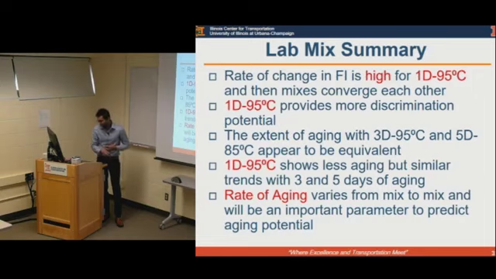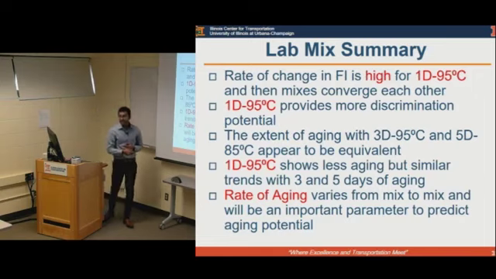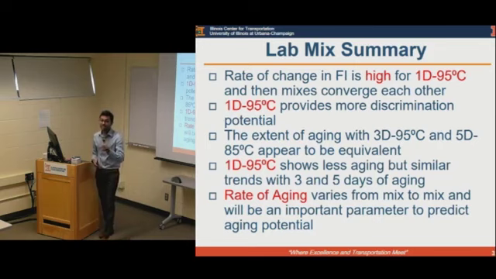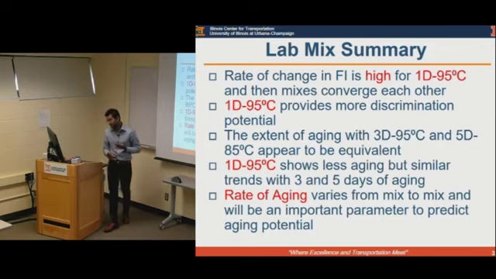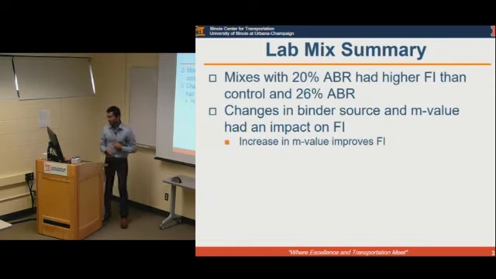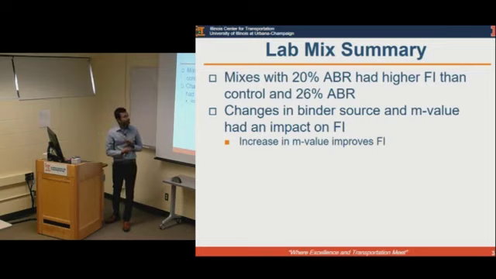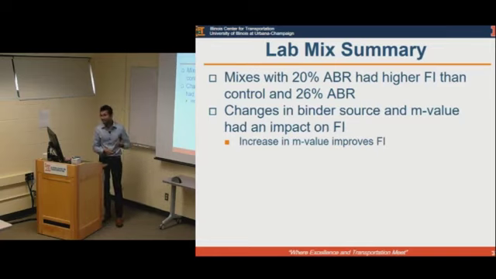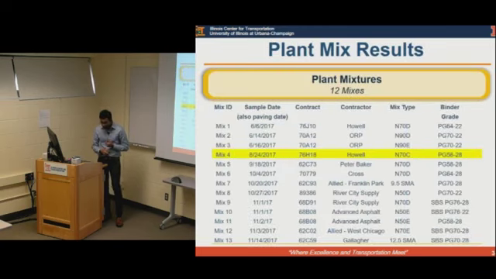And aging rate plays an important role apart from just the final value of the flexibility index. So this needs to be taken care of in the protocol which will be designed. Other observations were that the ABR effect was observed, and the impact of FI due to binder source, using the M value as a parameter, was evident in this study.